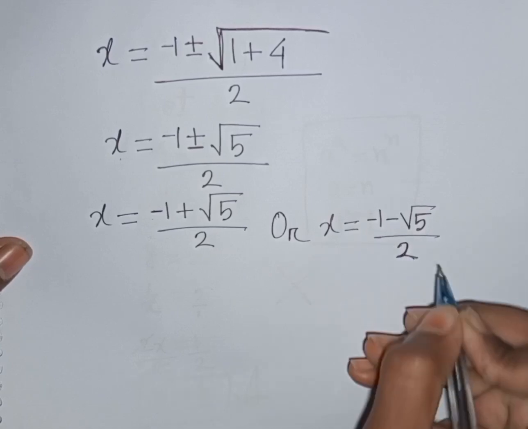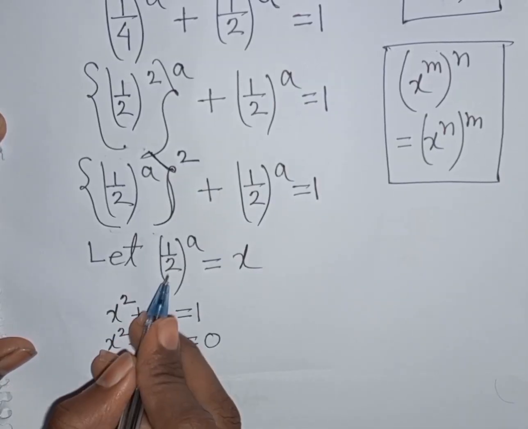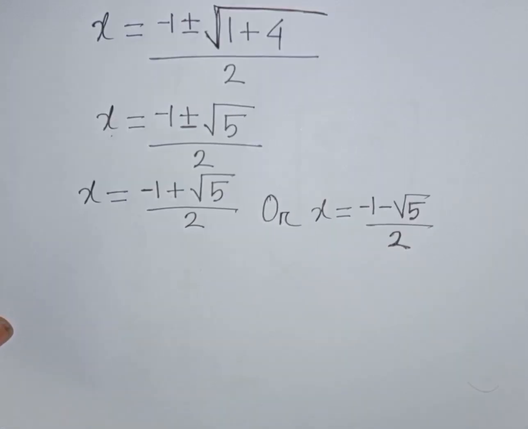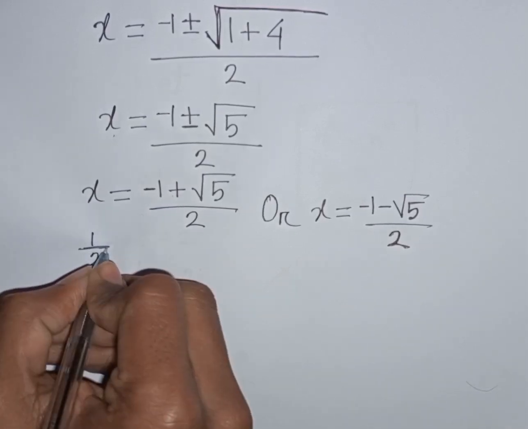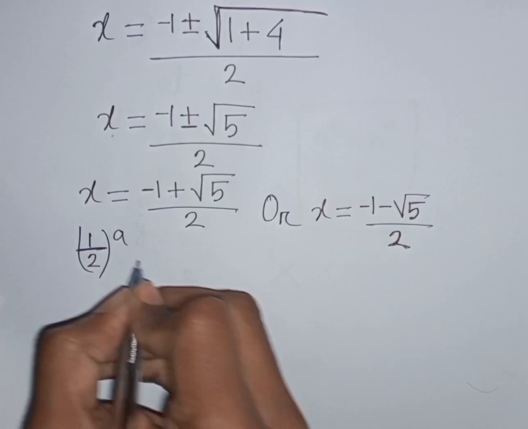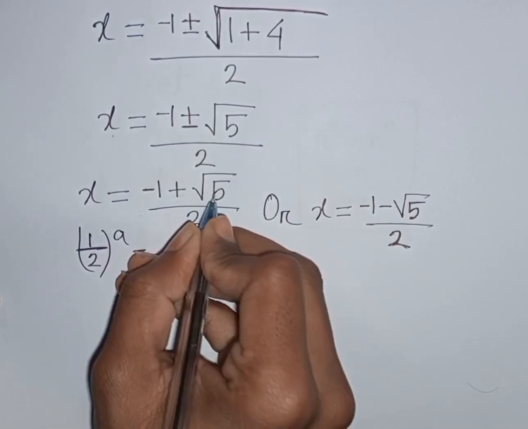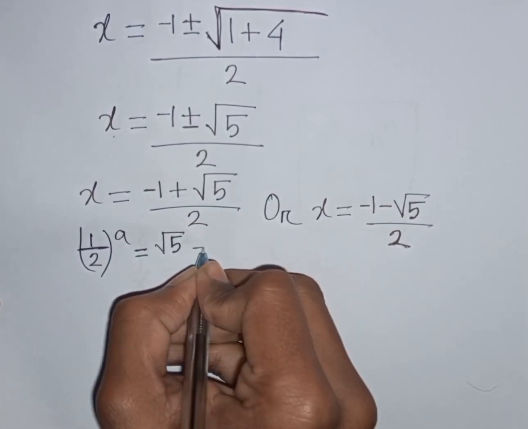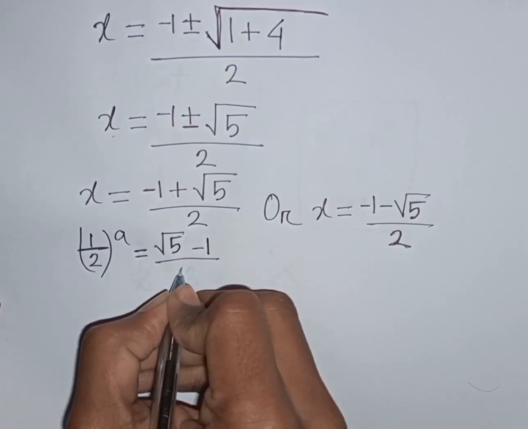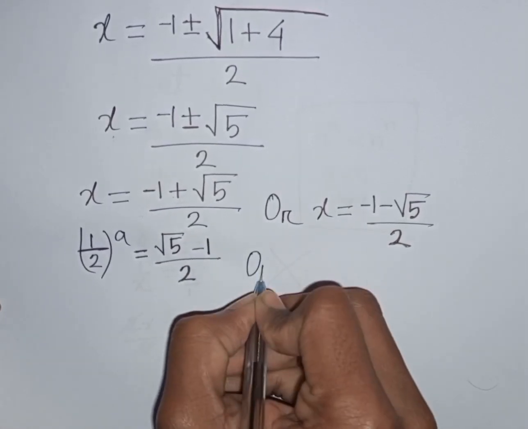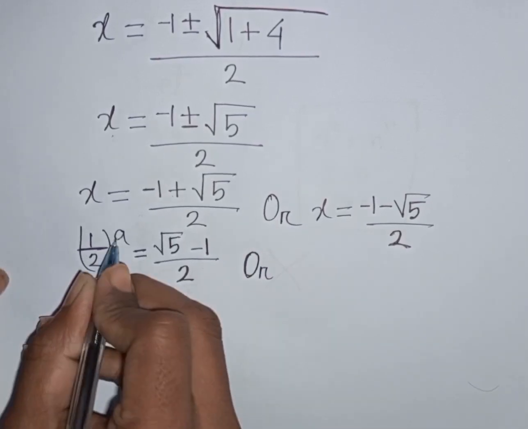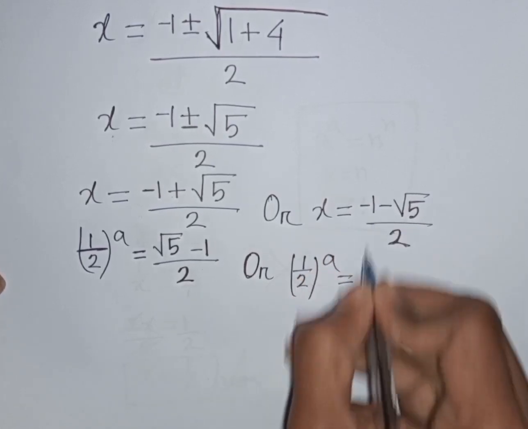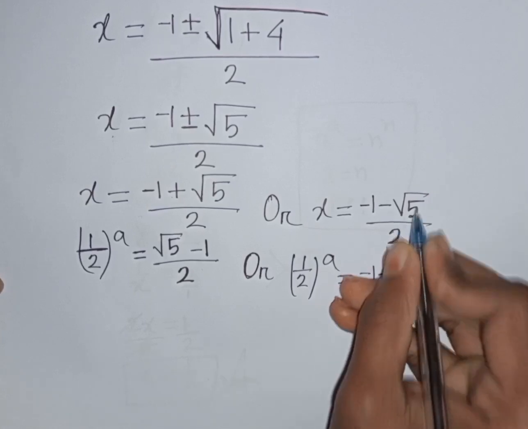But remember that we let (1/2)^a be substituted by x. So x, that means (1/2)^a is equal to plus square root of 5 minus 1, divided by 2, or x, that means (1/2)^a is equal to minus 1 minus square root of 5.